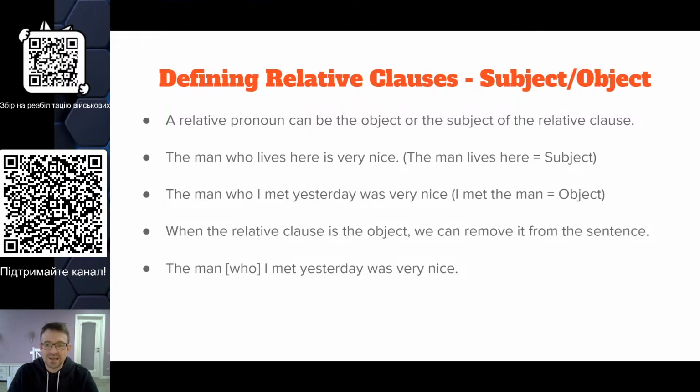Especially, I would say, in spoken English, it's very typical to skip the word when we speak. In written English, it's a little bit different, but when we're speaking, it's very typical to miss the relative pronoun if we can.